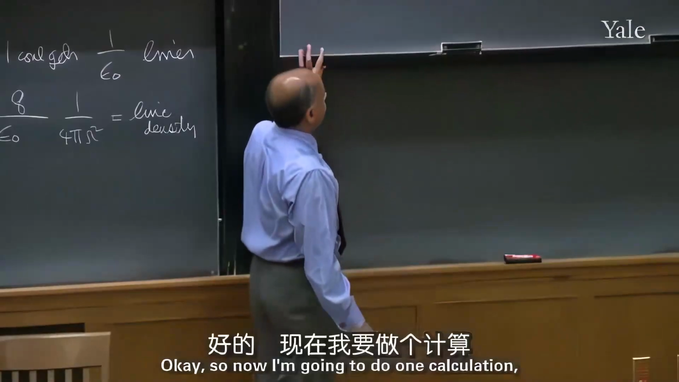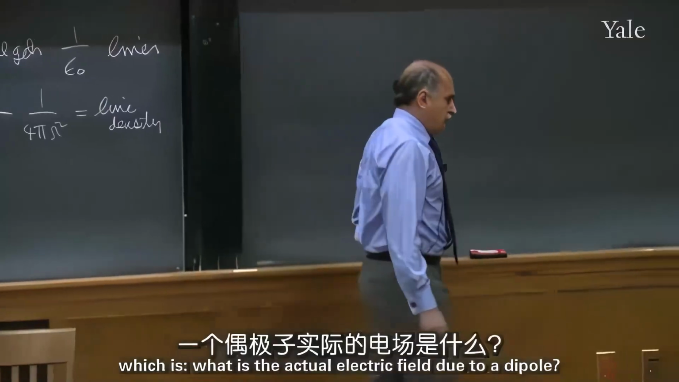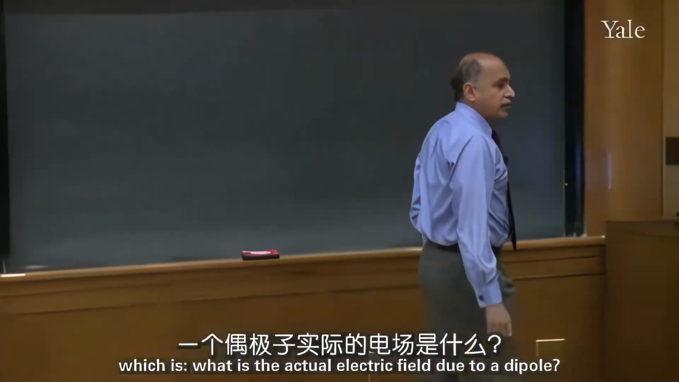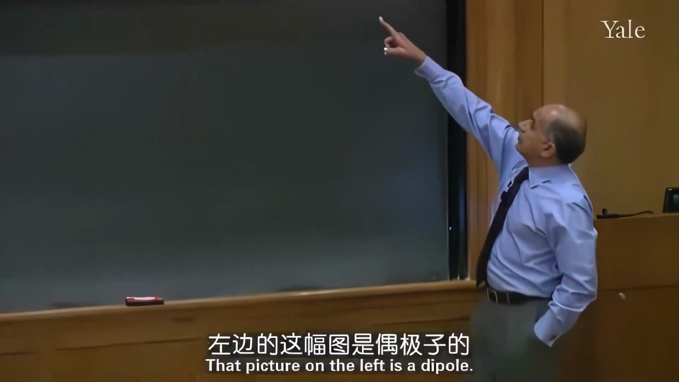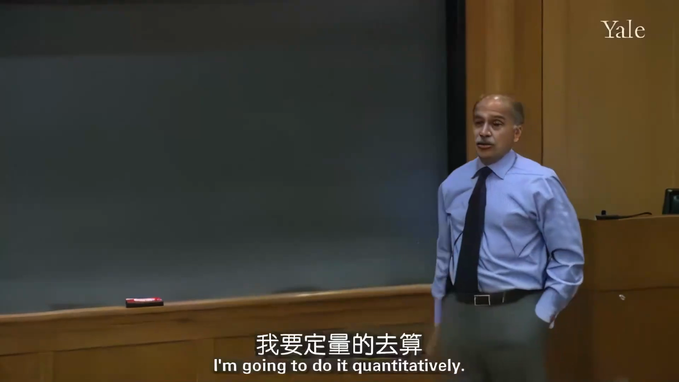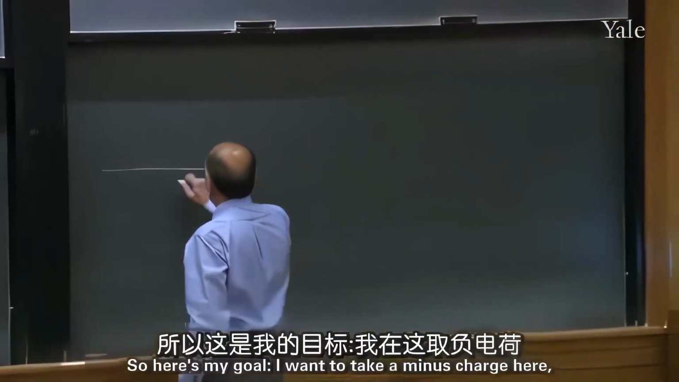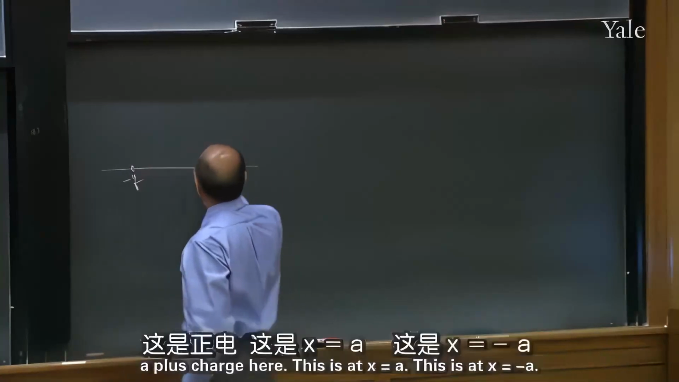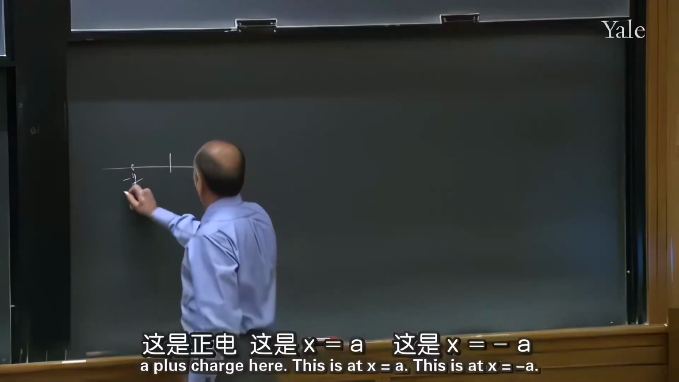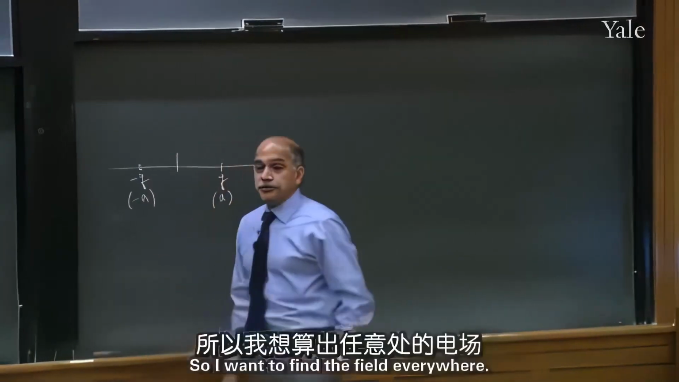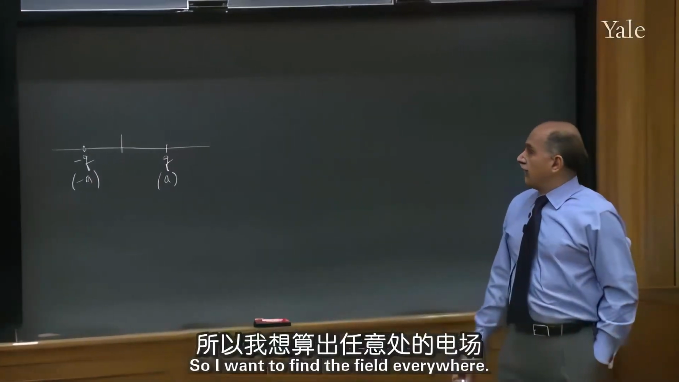Okay, so now I'm going to do one calculation, which is what is the actual electric field due to a dipole. In other words, not just that picture here. That picture on the left is a dipole. I'm going to do it quantitatively. So here's my goal. I want to take a minus charge here, a plus charge here. This is at x equal to a. This is at x equal to minus a.